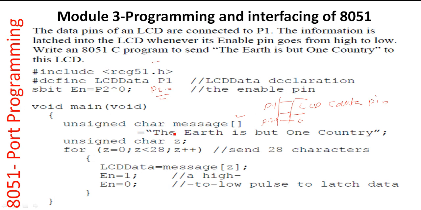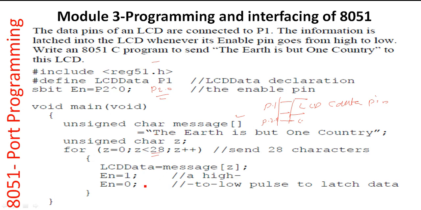So the message has 3 plus 1, 4, 5, 6, 7, 8, 9, 10, 11, 12, 13, 14, 15, 16, 17, 18, 19, 20, 21, 22, 23, 24, 25, 26, 27, 28. There are 28 characters in our message. That's why Z goes from 0 to 28. Then LCD data is equal to message of Z. First, message of 0, T, will be sent.